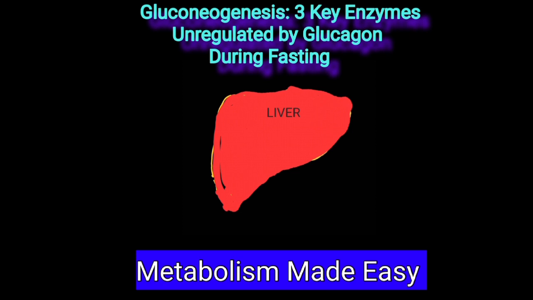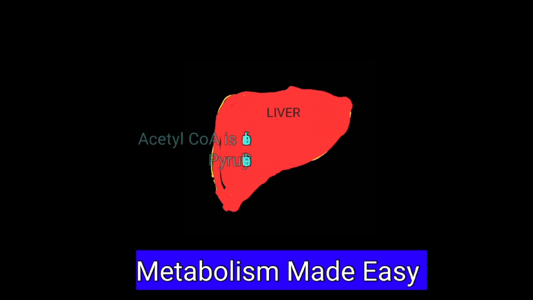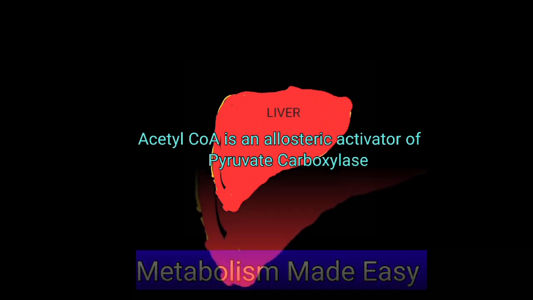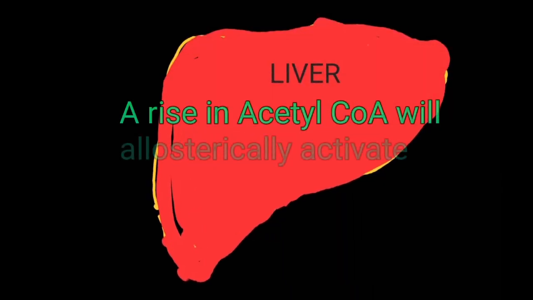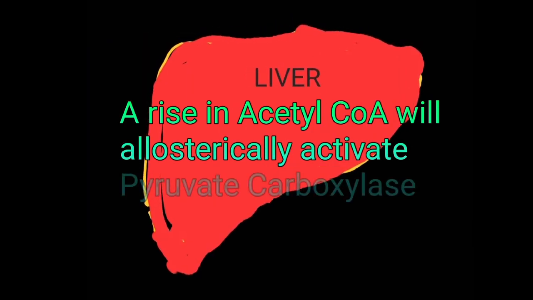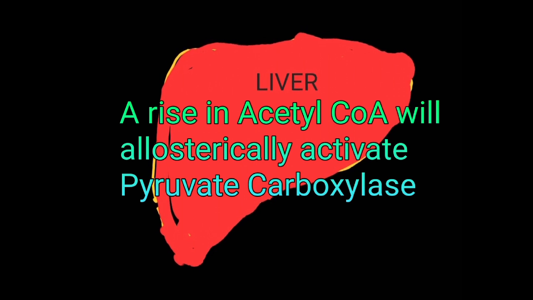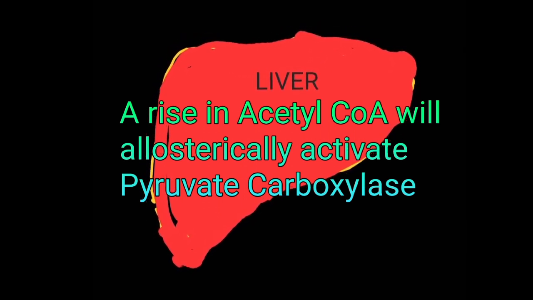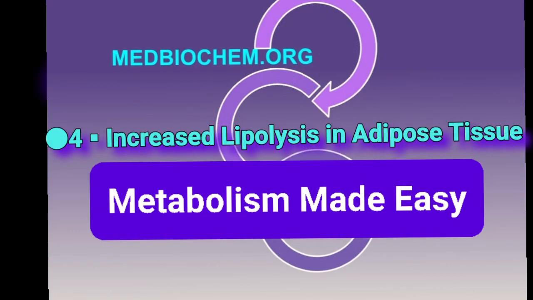Another important allosteric regulator of gluconeogenesis is acetyl-CoA. Acetyl-CoA in the liver will accumulate due to beta-oxidation of fatty acids by the liver. Acetyl-CoA in the liver will thus allosterically activate pyruvate carboxylase, a key bypass enzyme in gluconeogenesis.